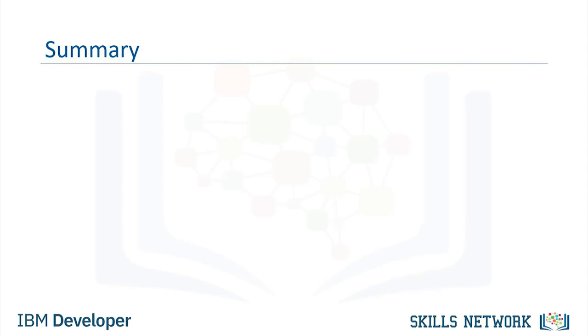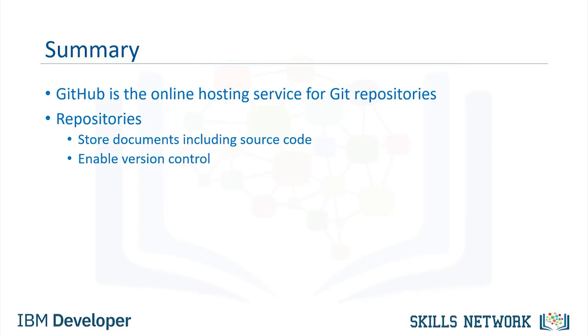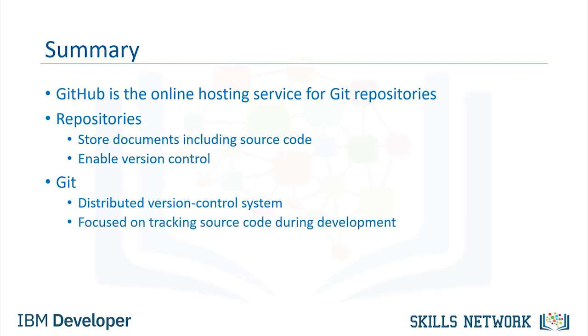In this video, you learned GitHub is the online hosting service for Git repositories. Repositories store documents, including application source code, and enable contributors to track and maintain version control. What is special about the Git repository model? Git is designed as a distributed version control system, primarily focused on tracking source code during development. It contains elements to coordinate among programmers, track changes, and support nonlinear workflows.